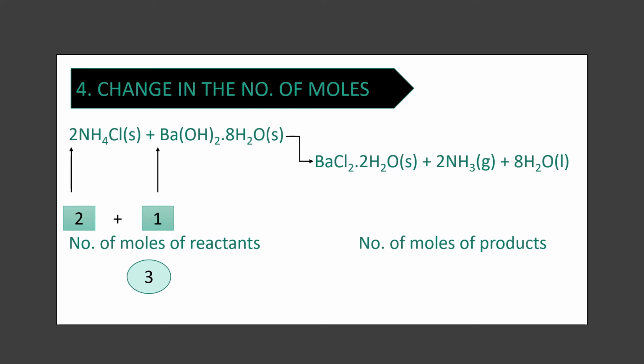Do the same on the product side as well. Can you count and check it out? Yep, if you've got 11, that's right. The number of moles of products you have got here is 11. And as you can see, there's an increase in the number of moles from reactants to products, which means more particles, more disorder, and therefore entropy increases.